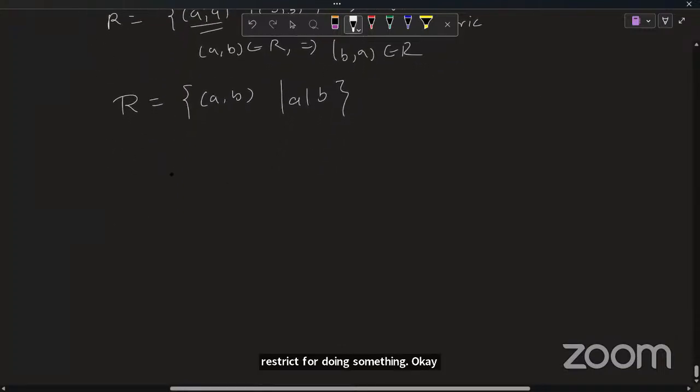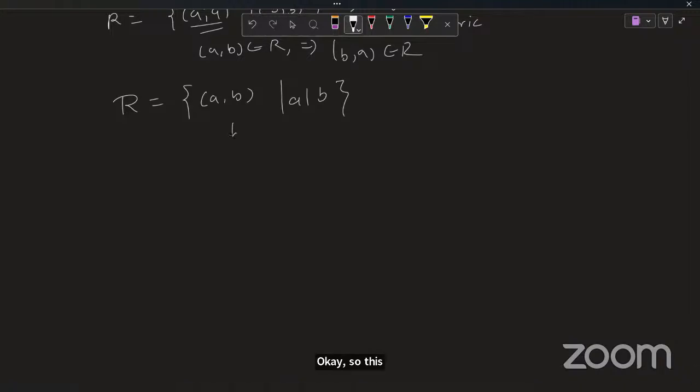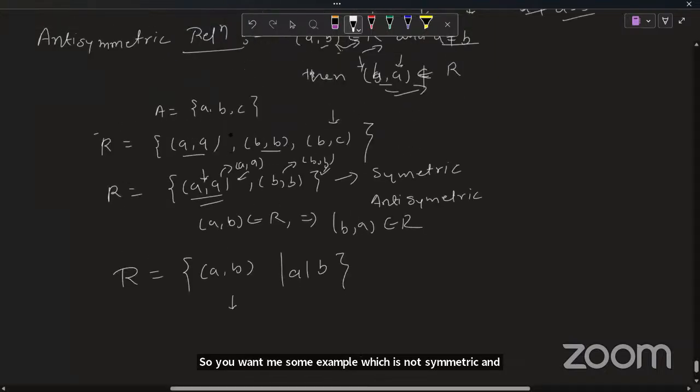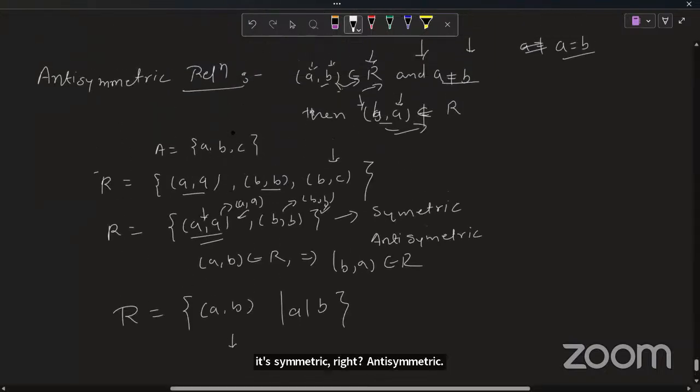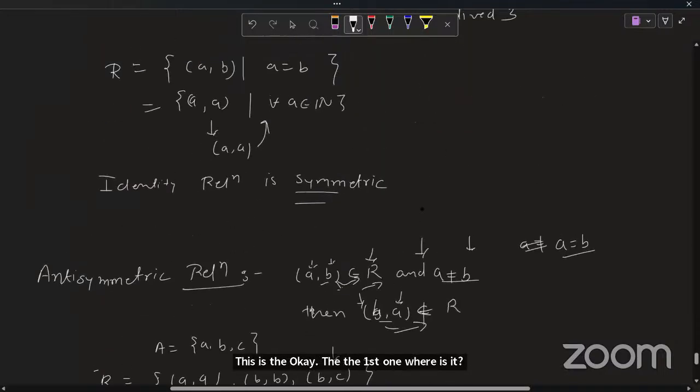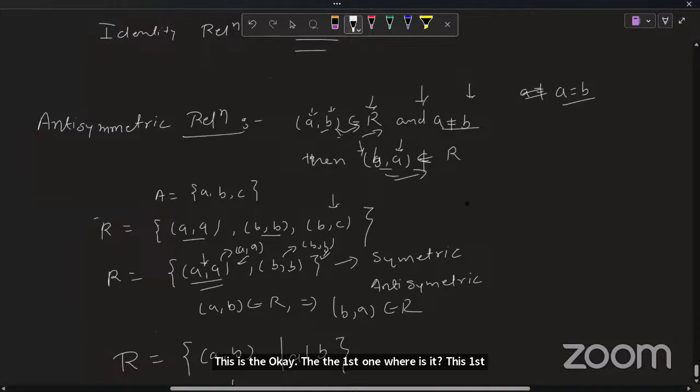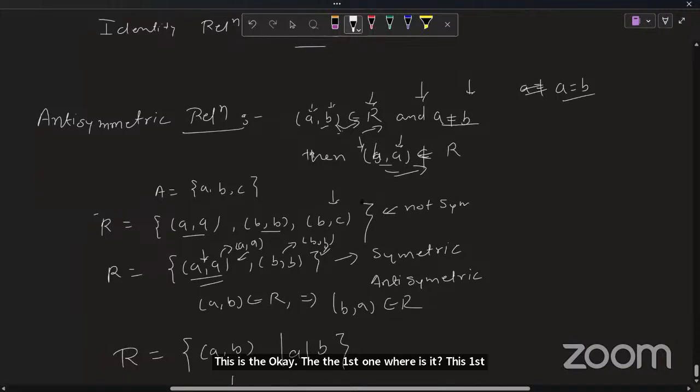So what about this R? Is this anti-symmetric? You want an example which is not symmetric but is anti-symmetric, right? This is the example, the first one. This is not symmetric, but it's anti-symmetric.